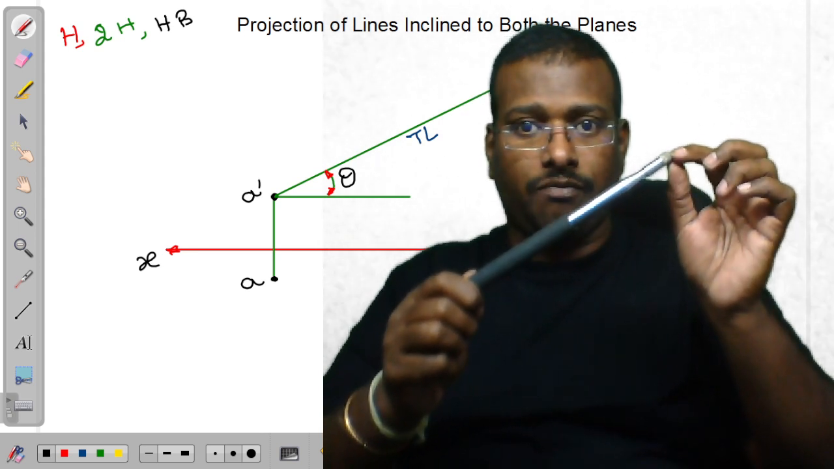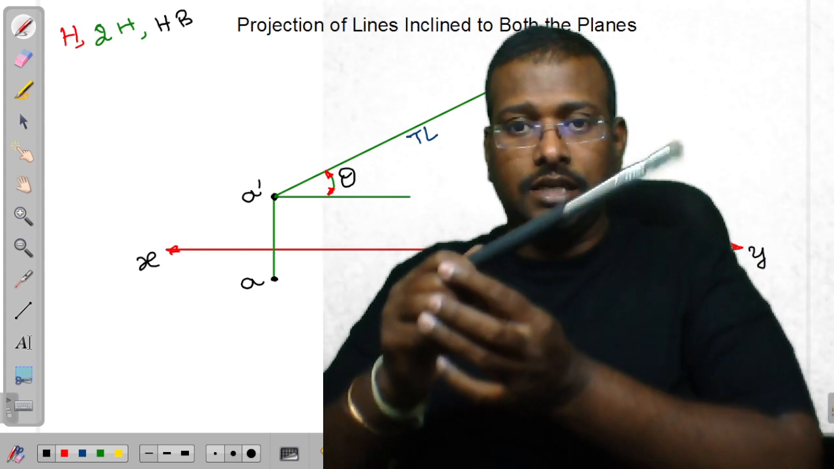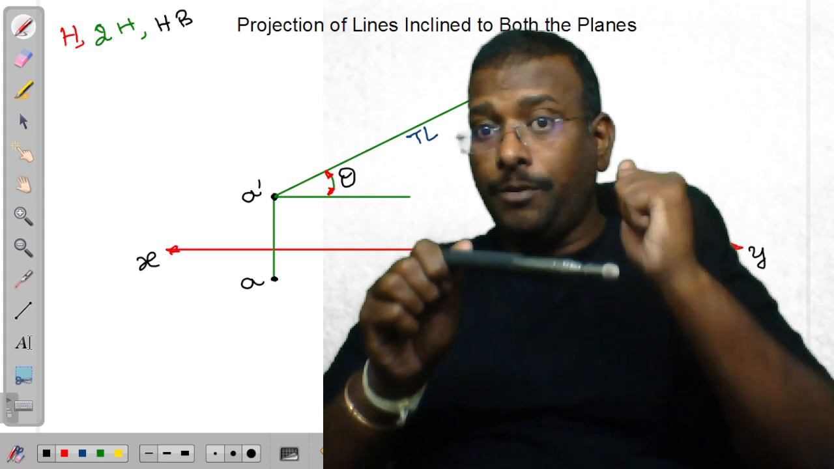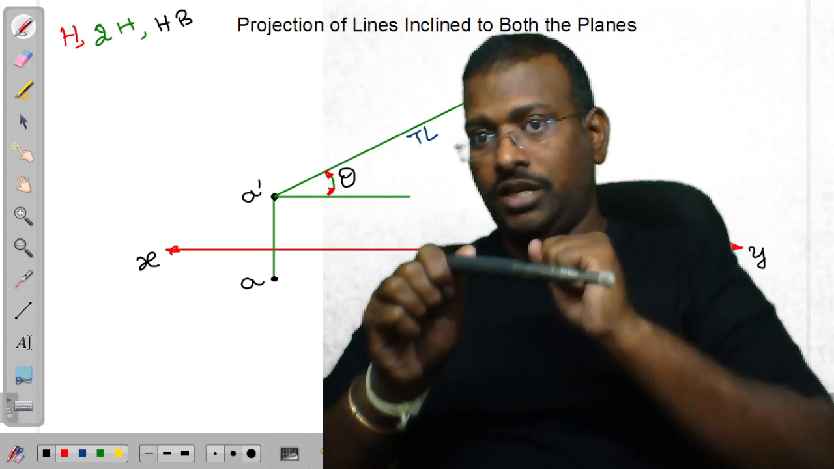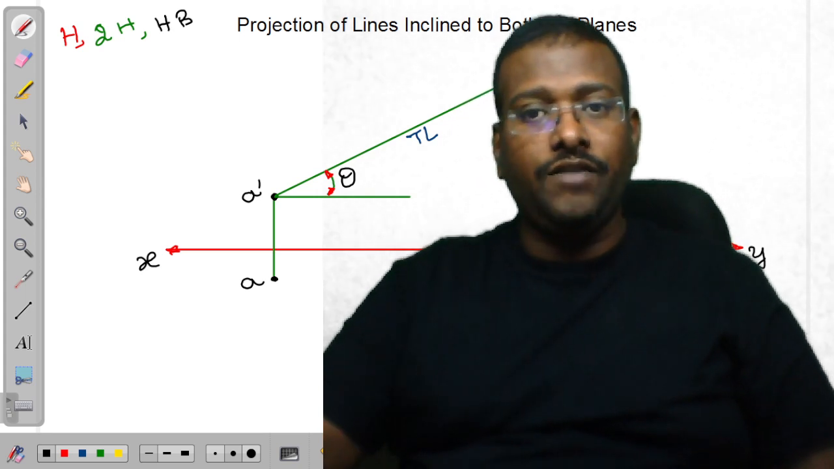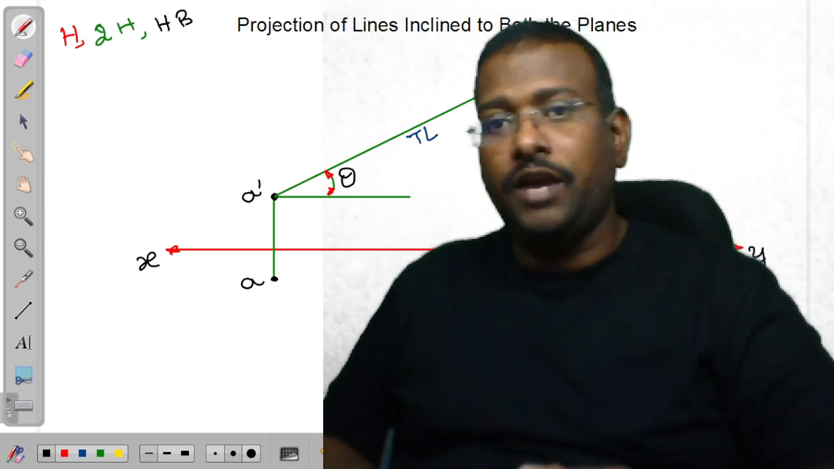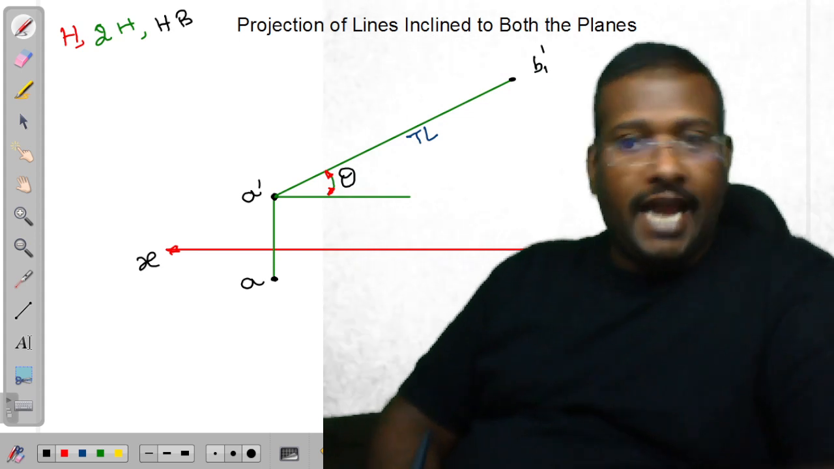This is the position of B. In the second case it is parallel to HP, inclined to VP. This is the position of B. B's position is changing but not A's position. That's why for A I am not giving suffix 1, suffix 2 like that, but only B is going to change. That's why I have given it as B1 dash.